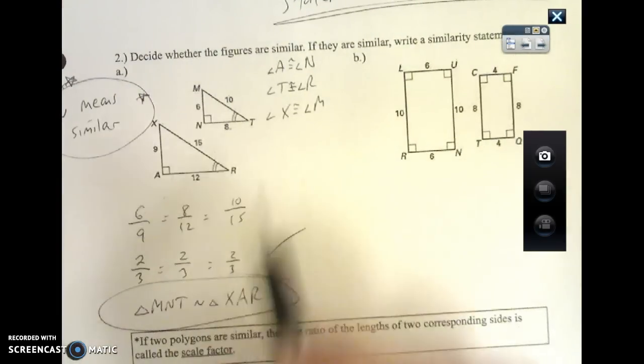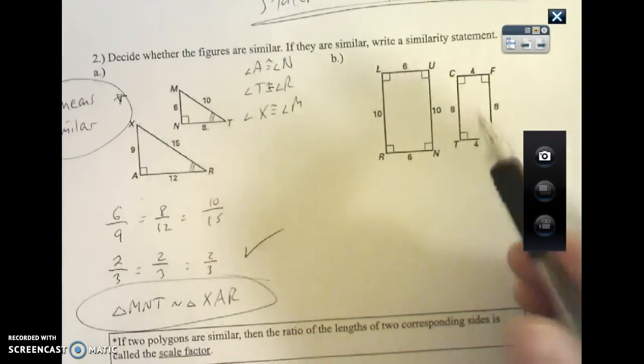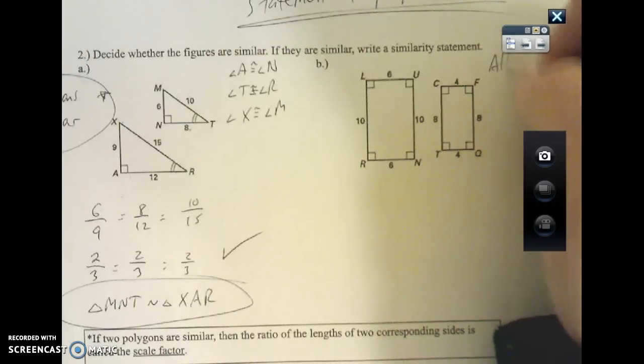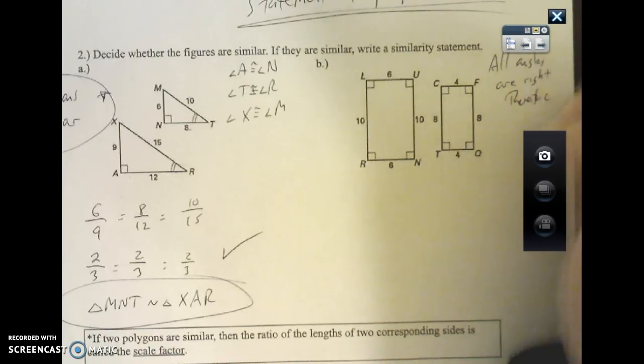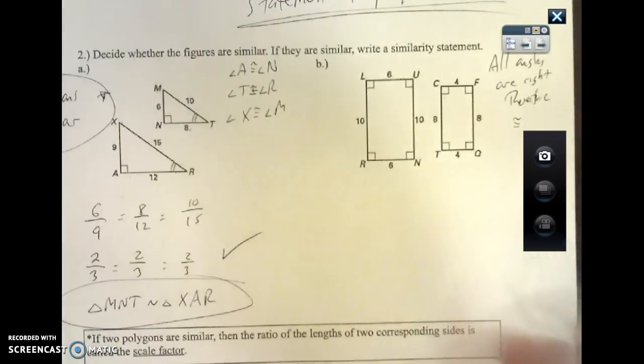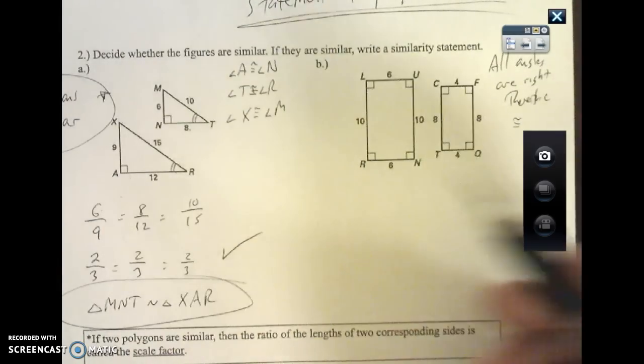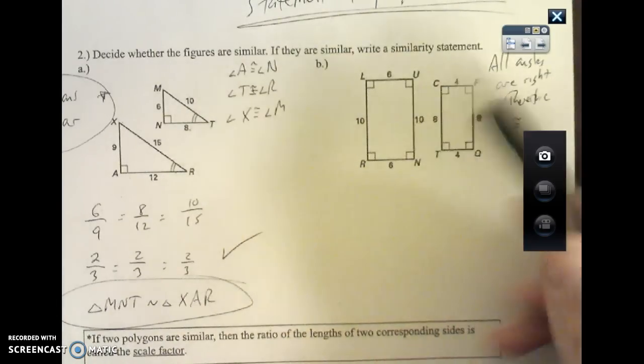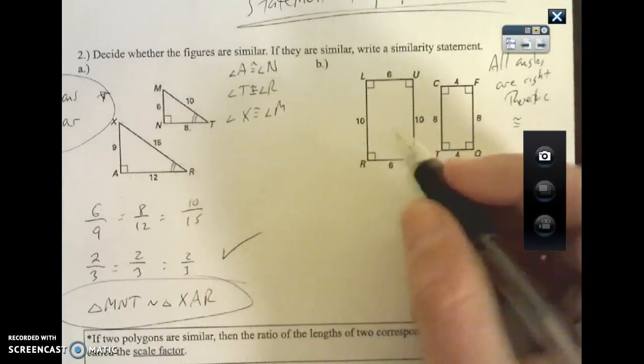Now I can only do this if all the angles work and all the sides have the same fraction. Okay, so let's take a look at part B. As far as all the angles go, all angles are right, therefore congruent. I don't have to keep saying they're all congruent since they're all 90 degrees, and we know that. Now you'll notice that I have 2 pairs of 10s, 2 pairs of 6s, 2 pairs of 8s, so I don't have to do every single one.